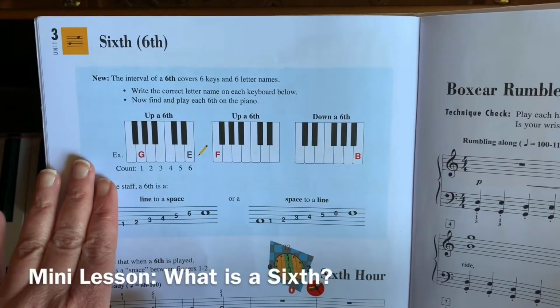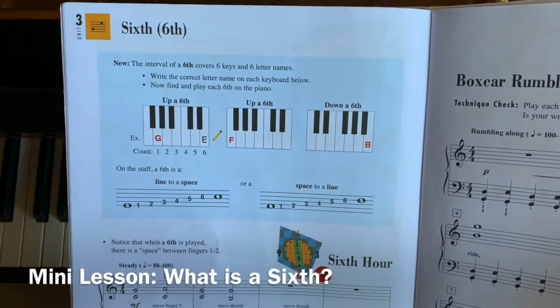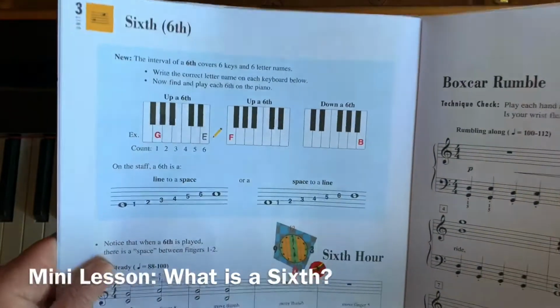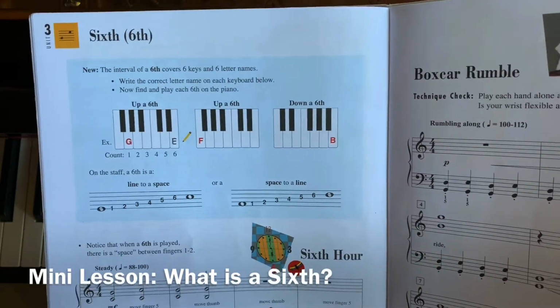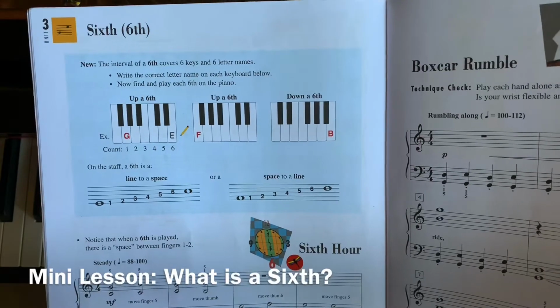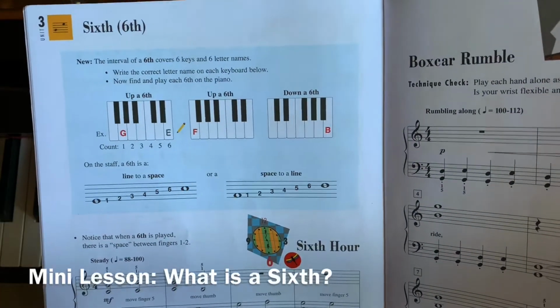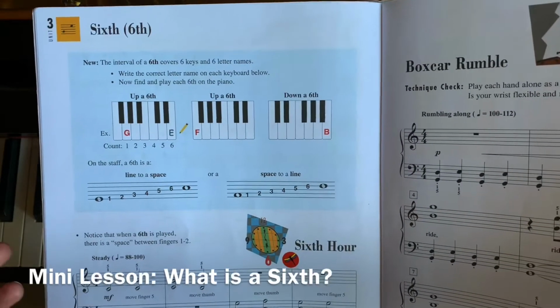In the other levels that we've done in Piano Adventures, we first learned about steps. Steps move from one line to the very next space, or one space to the very next line. They're also known as seconds. And then we learned about thirds. A third moves from a line to the next line, or a space to the next space. We also call them skips.